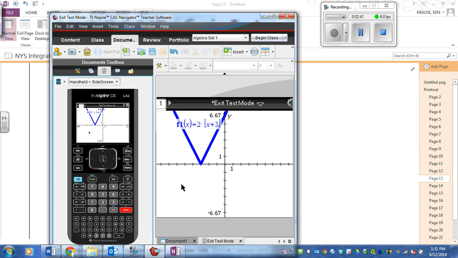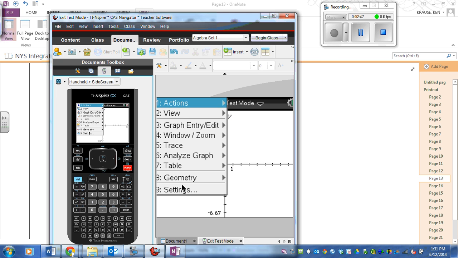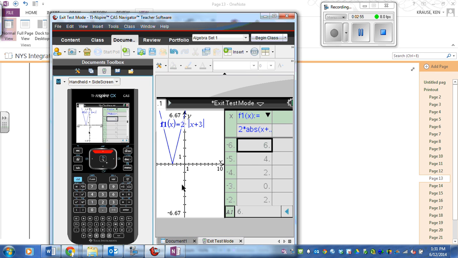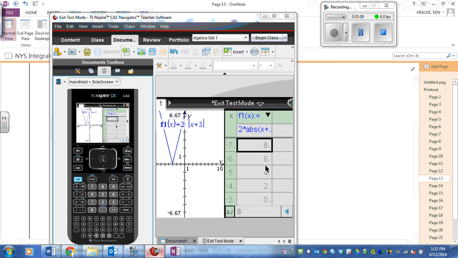Let's go look at the table. It's table number 7. And we'll do split screen. Alright, so the smallest value is negative 7, 8. And then it's 8, 6, 4, 2.